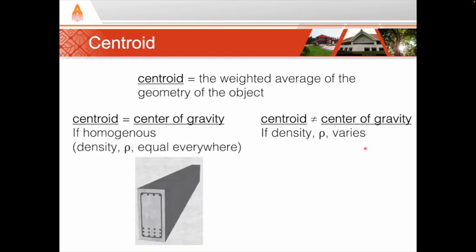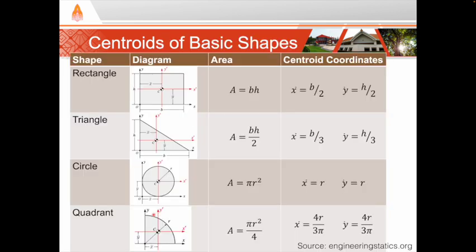For example, consider this reinforced concrete beam. This part is concrete, and these bars inside are steel, which is denser and heavier than concrete. The centroid, which only depends on the geometry, would be right here in the middle. However, like I said, these steel bars are heavier and there's more of them on the bottom. So because of that steel reinforcement, the center of gravity would be lower than the centroid. In this course, we will focus on finding the centroid.